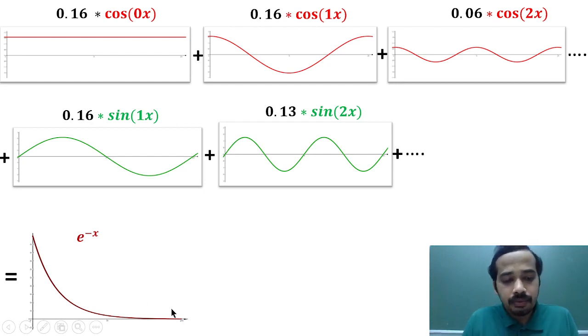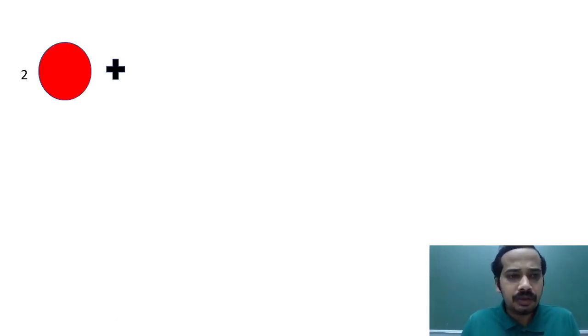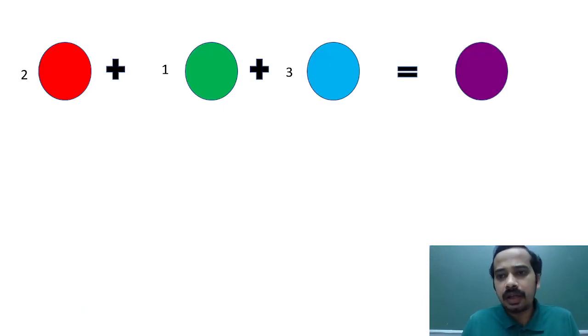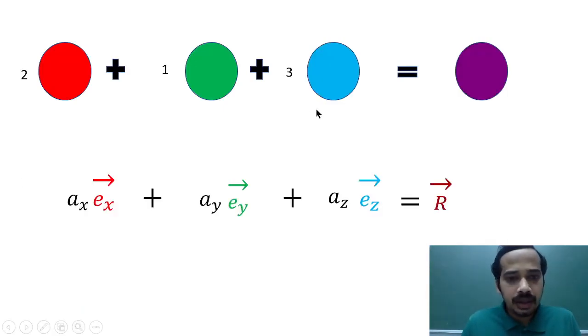Outside the range of 0 to 2 pi, it will become periodic. Again, if we restrict ourselves to the region 0 to 2 pi, it will beautifully express, combining all of these, the e power minus x curve. This concept is very similar to obtaining a general color by mixing RGB, and it is very similar to obtaining a general three-dimensional vector by combining three unit vectors ex, ey, and ez.